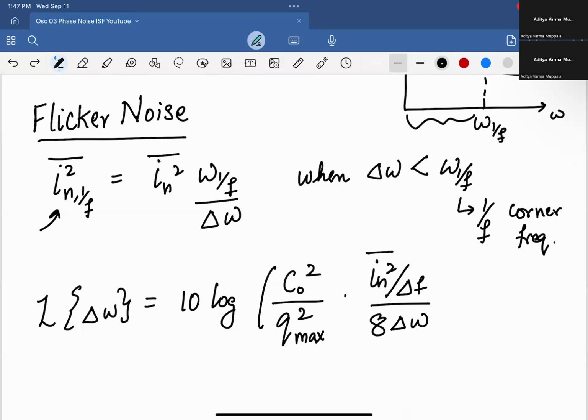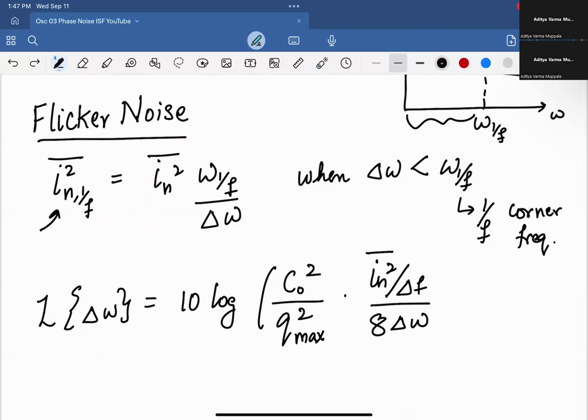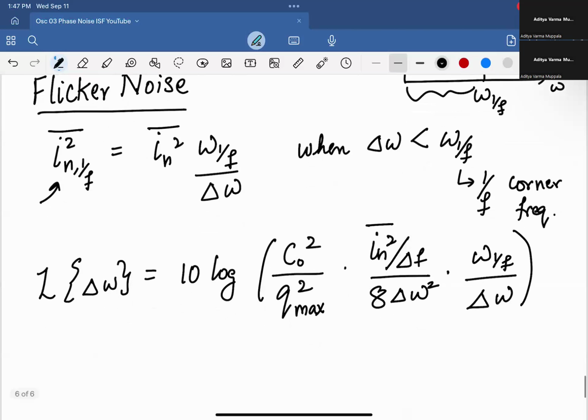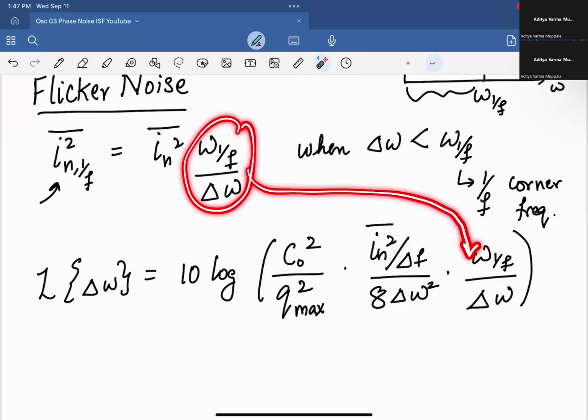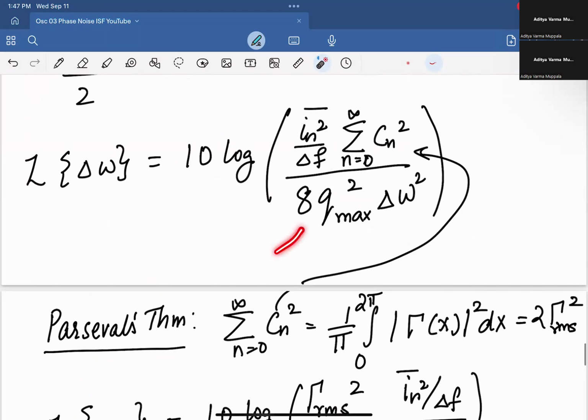Right? So we've substituted this in place of this, times omega 1 over f, which is the 1 over f corner frequency, divided by delta omega. And there should be a square here, and this should be like that. Right. So basically, this term is the only term that got added at the end. Go back and look at this equation. You'll see that that's the case.